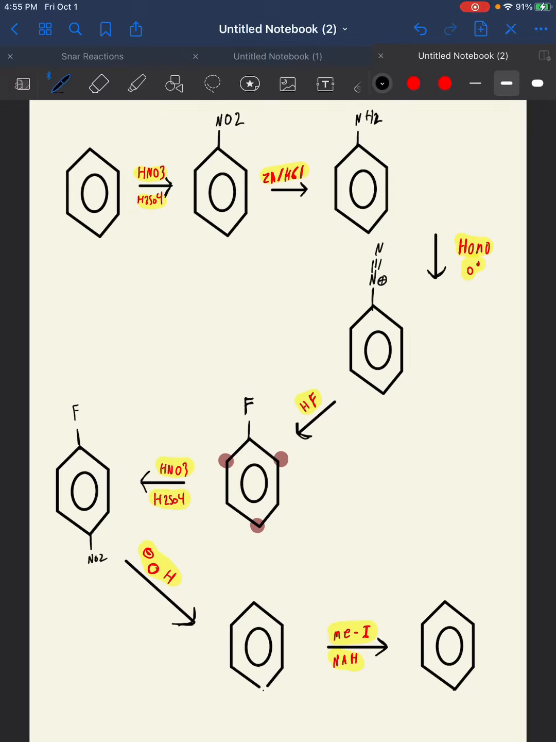Now, what's unique about this is we can now undergo what's called an SNAr reaction. If you watched my previous video, you would know what this is. And that means that this leaves, and the negative OH would come in and attack here. And you would get something that looks like this.